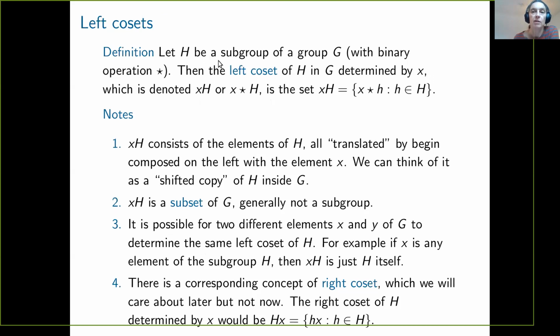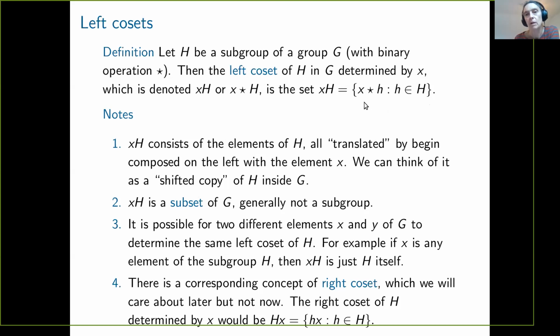Remember what that means? G is some big group. H is a subset of G that is itself a subgroup under the operation of G. We're going to give ourselves an element X of the group G as well. Then the left coset of H in G, determined by the element X, which is denoted by X star H or just XH, is a particular subset of G. And what it is, is the set of all elements that you can get by taking an element of H and composing it on the left with X.